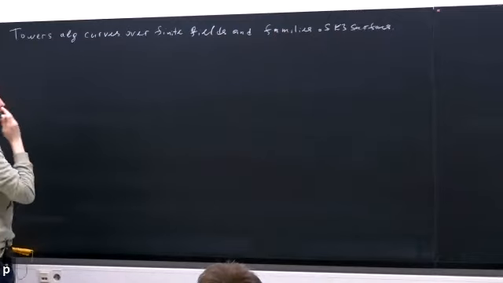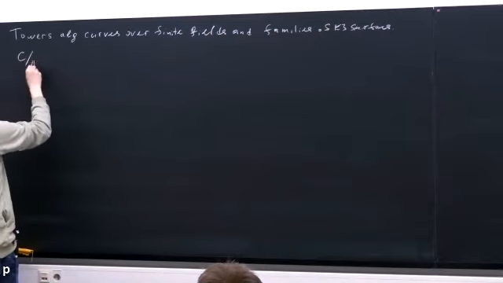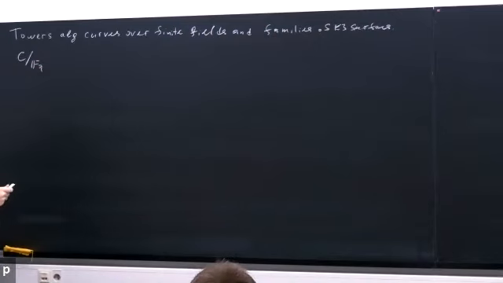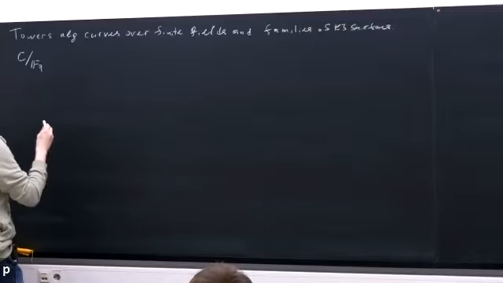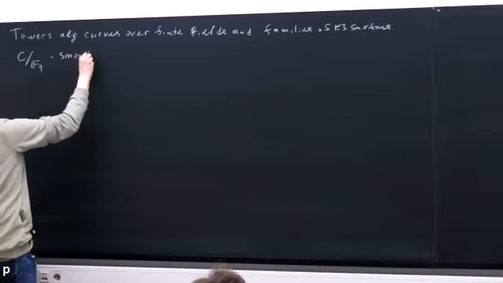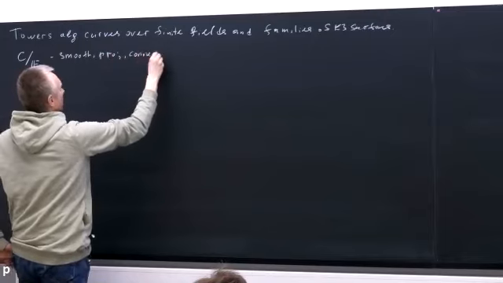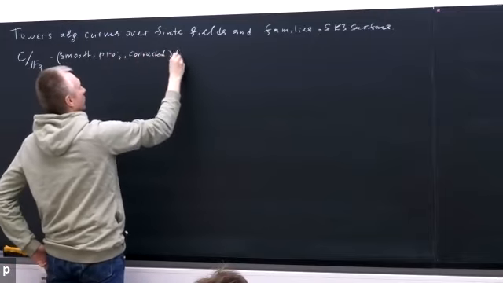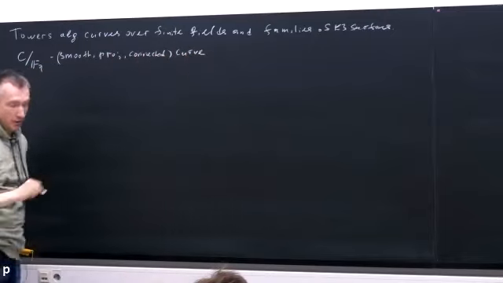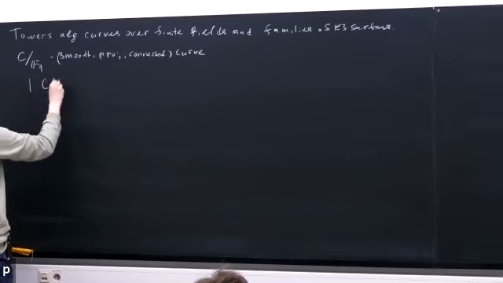So let me start with motivation. Let C be a curve over a finite field F_q. The curve is smooth, projective, connected. A basic invariant of such a curve is the number of points on this curve.